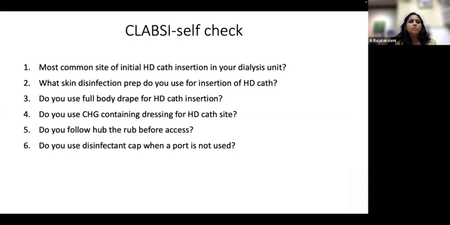You can answer yourself what you do in your dialysis unit. So what is the most common site of initial HD catheter insertion in your dialysis unit? What skin disinfection preparation do you use for insertion of HD catheter? Do you use full body drape for HD catheter insertion? Do you use chlorhexidine containing dressing for the HD catheter site? Do you follow hub the rub before access? Do you use disinfectant cap when a port is not used? So let us take one by one in the next few minutes.